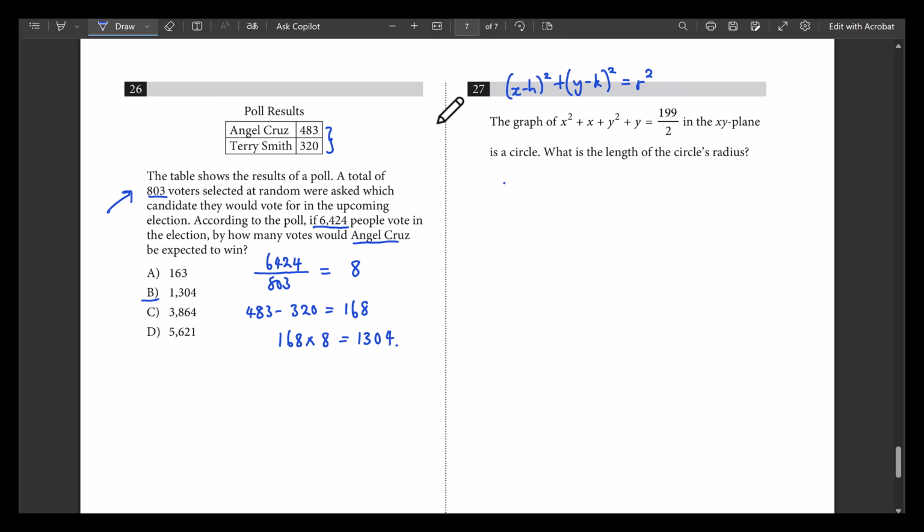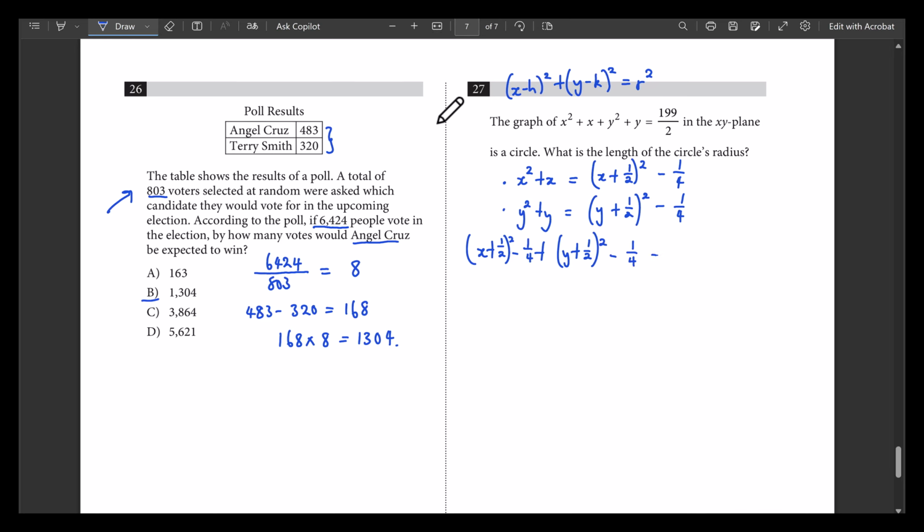Completing the square for the x terms, we get x squared plus x, which is equal to x plus half squared minus a quarter. And completing the square for the y terms, we have y squared plus y, and we get y plus half squared minus a quarter. We're going to substitute the completed squares back into the equation, and we get x plus half squared minus a quarter plus y plus half squared minus a quarter is equal to 199 over 2.